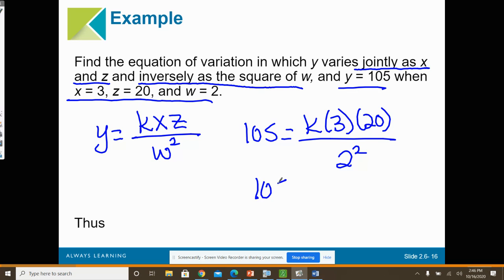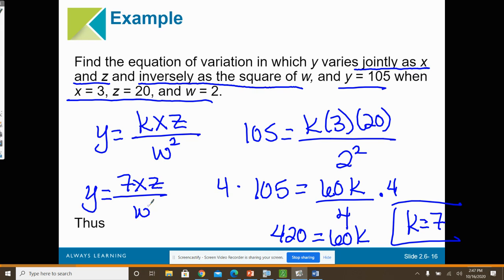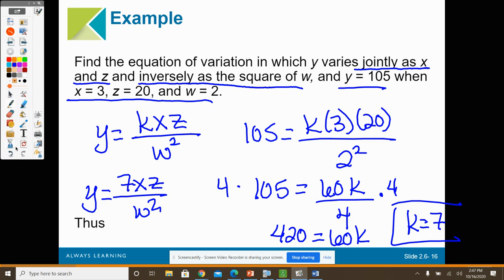So we're just going to clean up a little bit. 105, that will be 60k over 4. You can either multiply both sides by 4 first or divide first. That's up to you. 60 divided by 4 is 15, but let's go ahead and just multiply by 4. 105 times 4 will be 420. And that's 60k. Divide by 60, which is just the same as 42 divided by 6, and k is 7. So that's the variation constant, and my new equation would be y equals 7xz over w squared. So it's not too hard, just need to read carefully.